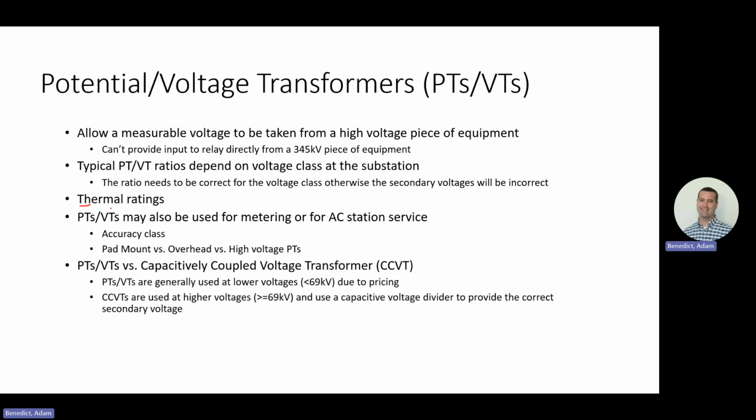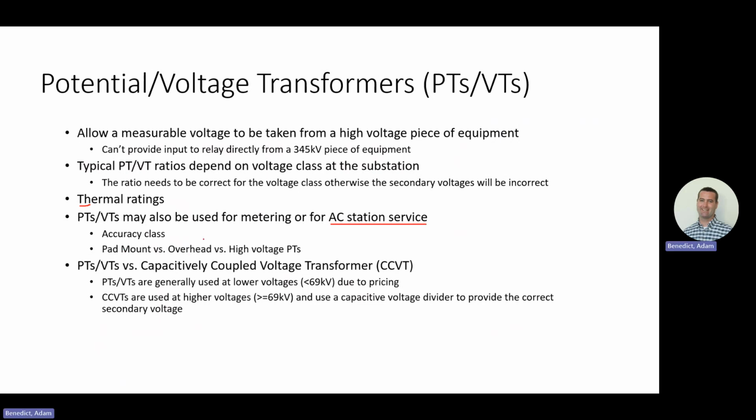Thermal ratings, you are looking for the thermal ratings. Haven't encountered many issues with this, but definitely should be looked at, especially if you're touching something with electromechanicals. They generally have a higher burden, in which the thermal rating is more of a factor. PTs and VTs could also be used for metering or AC station service. Be cautious using them for AC station service because it can impact the accuracy of your reading.